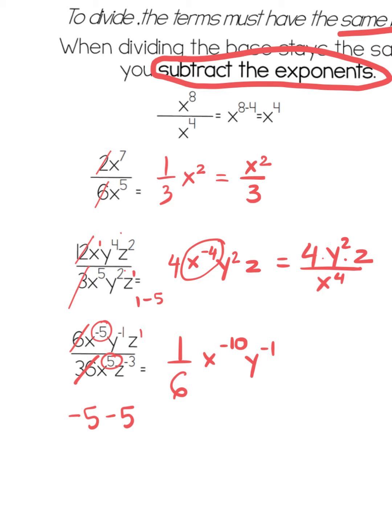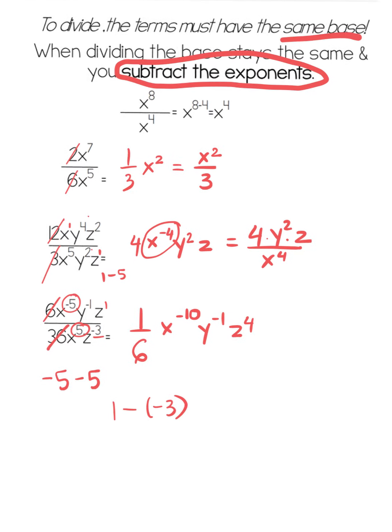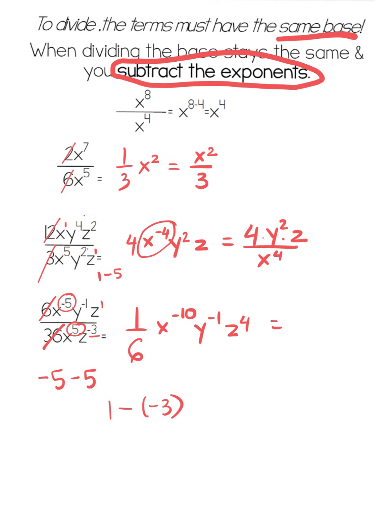Z1 minus a negative 3, which is Z4. Okay, so make sure you know your integer rules. Now simplify 1 over Z6. This is negative, so that's going to go to the bottom, to the denominator. Y1 is just y, Z4. Now 1 times Z4 is Z4. Okay, so that's your answer.